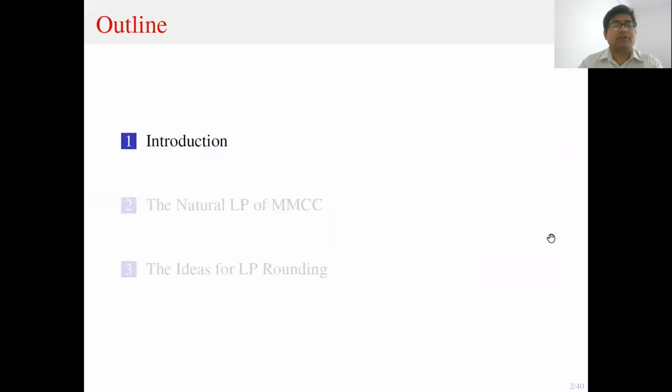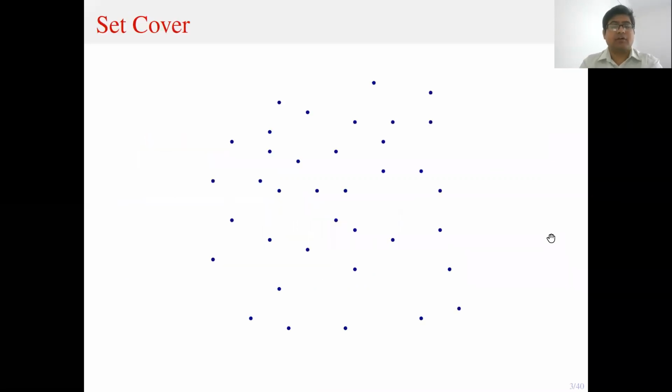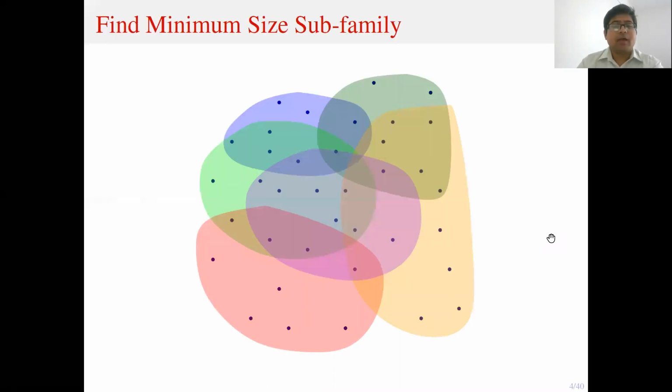Let me start with the definition of the classic set cover problem. In this problem, we are given a ground set of elements and we are also given a family of subsets of this ground set. And the goal is to find a minimum size subfamily such that the union of the sets in this subfamily contains all the elements of the ground set. Or in other words, this subfamily covers the elements of the ground set.